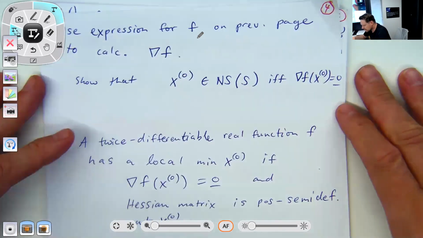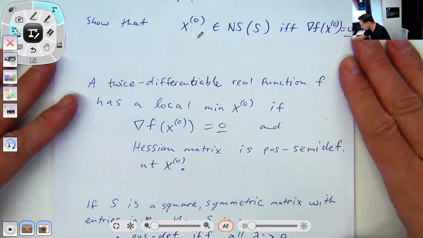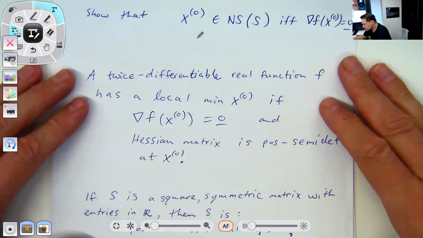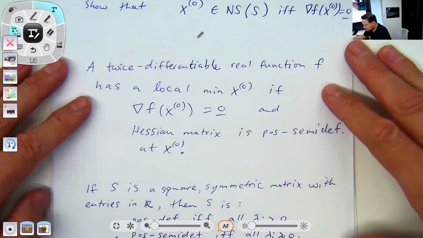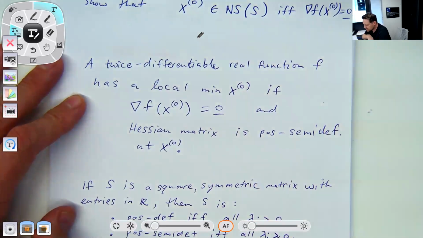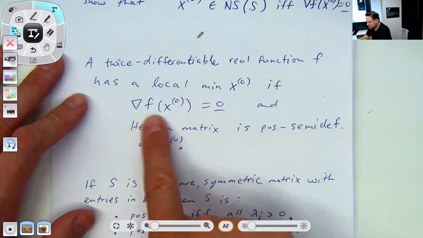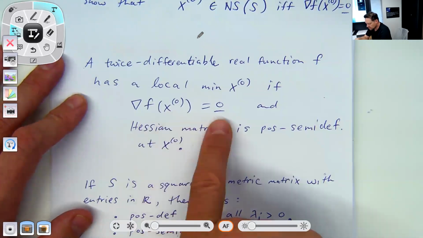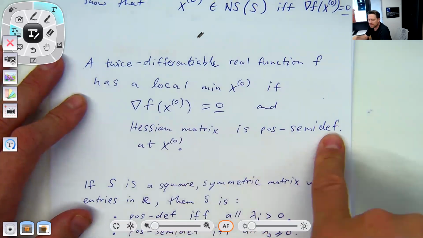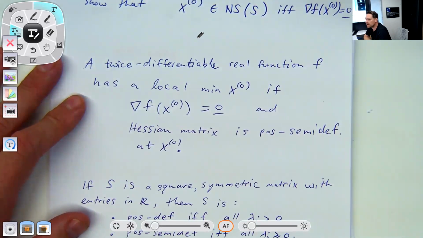Okay? Now, we've got a couple more definitions I want to show you before I go on to some other problems. So we have a twice differentiable real function f has a local minimum x superscript 0 if we have two conditions met. The gradient vector of f at x superscript 0 is the 0 vector, and the Hessian matrix is positive semi-definite at x superscript 0. Okay, so you may find that useful.